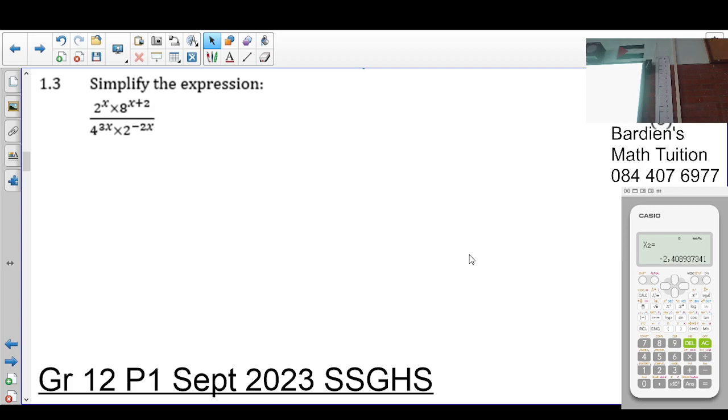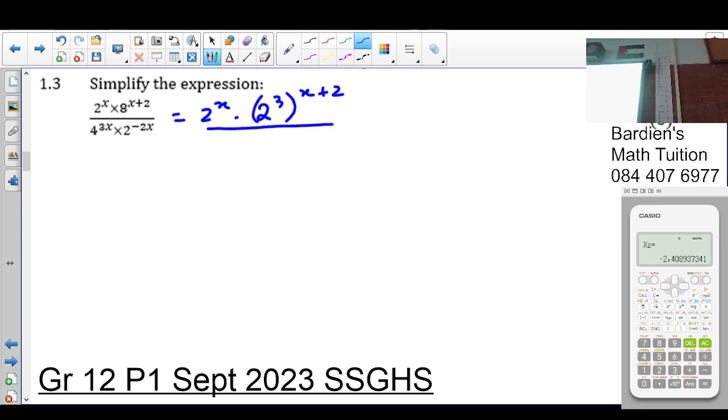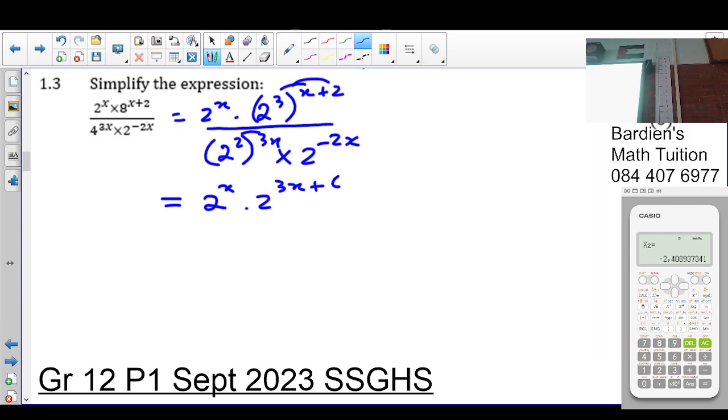Alright, so the question again says simplify the expression. So what do we do first? We write each base into products of its prime factors. So 8 can be written as 2 cubed, raised to the x plus 2, over 4 can be written as 2 squared, raised to the 3x, times 2 to the minus 2x. To get rid of the brackets, multiply the exponents, so it's 2^x times 2^(3x+6) over 2^(6x) times 2^(-2x).